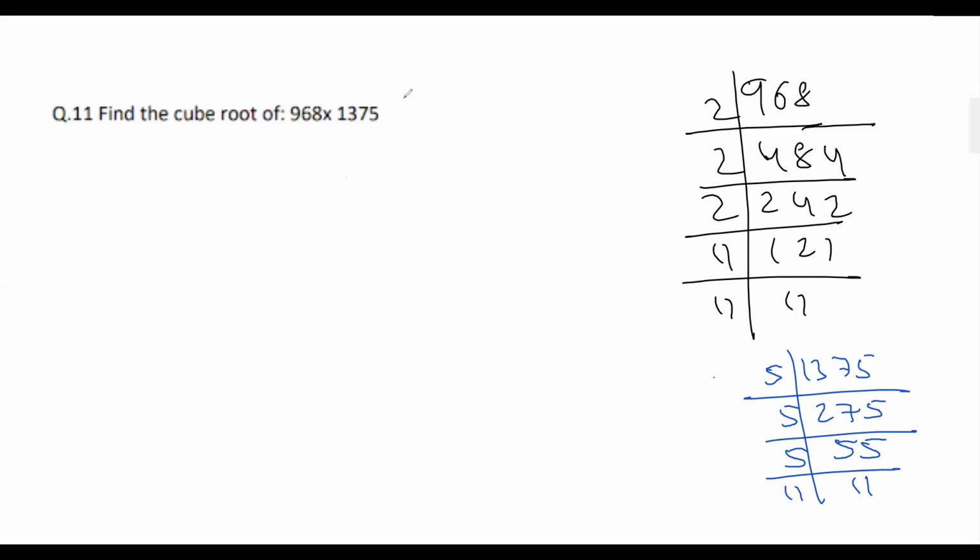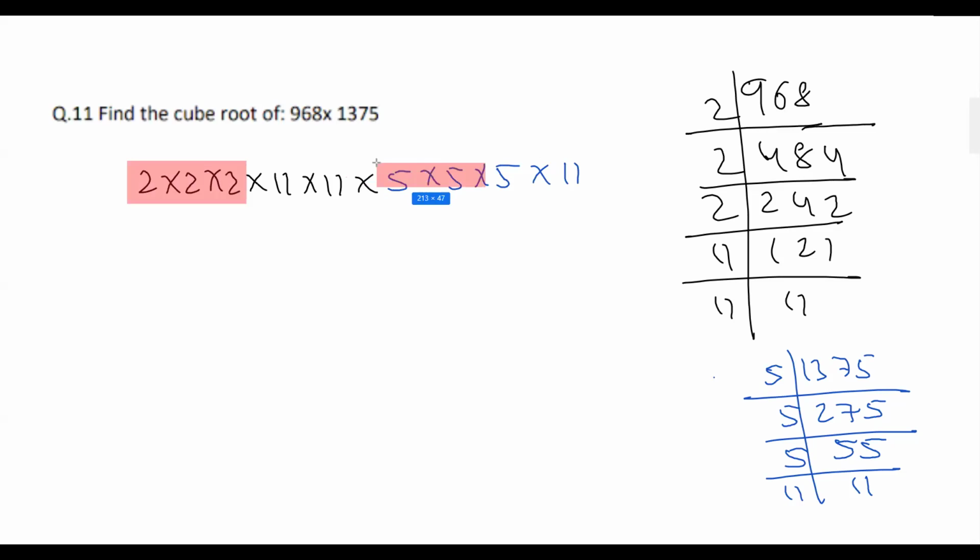Now check here, if I write down this prime factorization, for the first number it is 2 into 2 into 2 into 11 into 11. And then for the next one, it is 5 into 5 into 5 into 11. Now what you can observe is that there is a triplet of 2, there is a triplet of 5 as well. And clubbing these together, we can say there is a triplet of 11 as well.